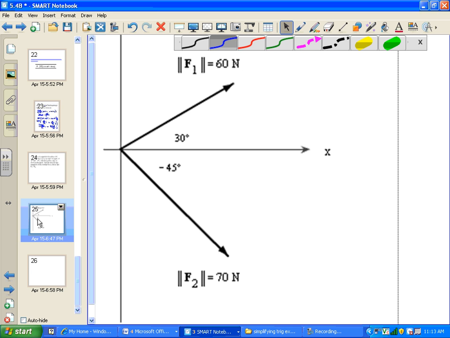So we want the resultant force, which is basically taking the two vectors for the forces and adding them together. Okay? So let's work on the two vectors. All right, let's start with F1. Can we find our vector here for F1?